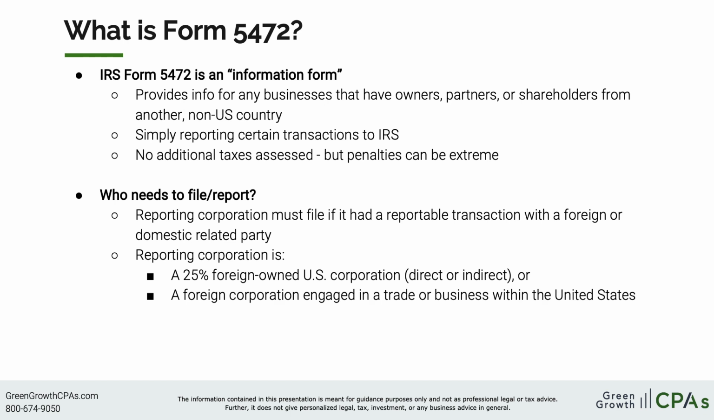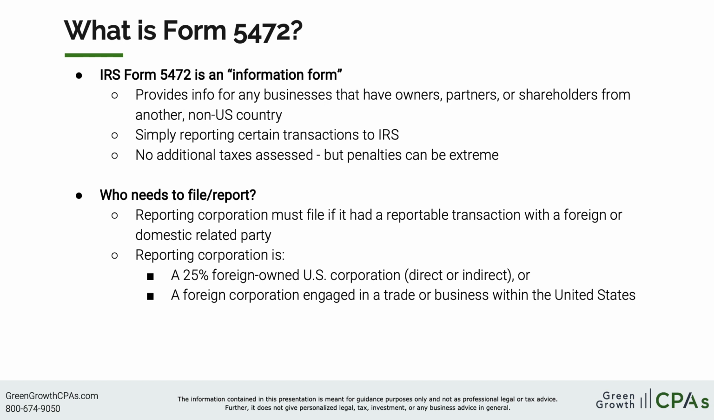So who needs to report and file this form? Well, subject to exceptions, every reporting corporation must file a Form 5472 if it had a reportable transaction with a foreign or domestic related party. Now, a reporting corporation is a 25% foreign-owned U.S. corporation, and that can be directly owned or indirectly owned. Or it could be a foreign corporation engaged in trade or business within the United States.